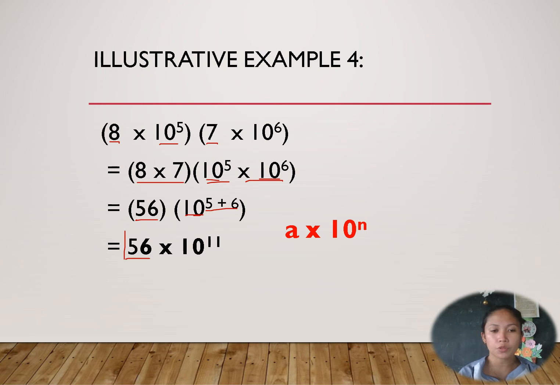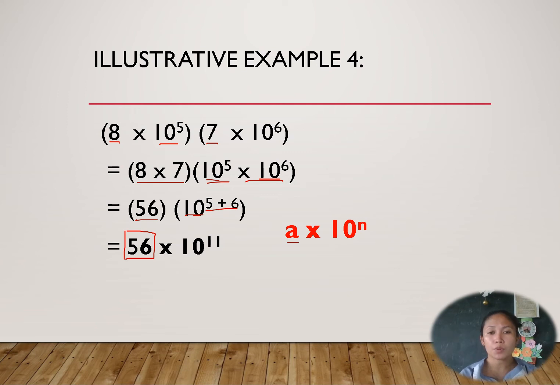But observe that our first factor here, 56, does not satisfy the requirement for our A in writing scientific notation. Remember that our A should be greater than or equal to 1 but less than 10. In this case, this 56 here is greater than 10. So we will find ways to make this 56 satisfy the condition for A. It should be greater than or equal to 1 but less than 10.